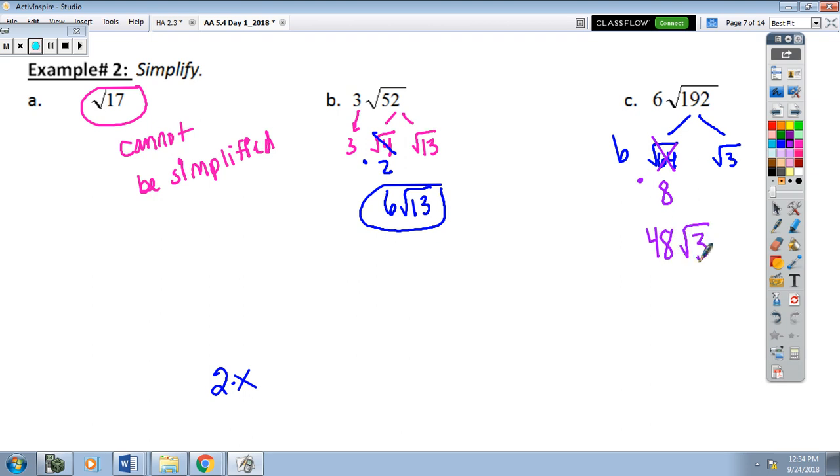Now some students will say, Mrs. Bennett, shouldn't I break the 48 down into like 16 and 3? No, because it's outside of the radical. The only thing you are reducing is anything under the radical. So that's your final answer.